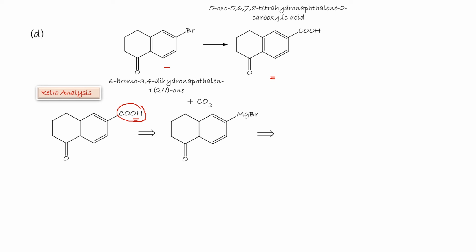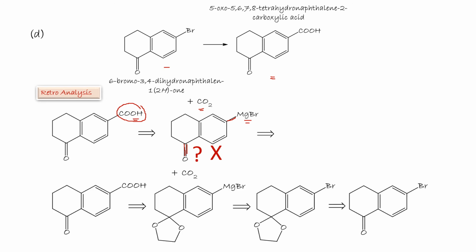So we can use Grignard with CO2. But we have here a carbon double bond O, and we have a Grignard. We can't do that, right? This is wrong, because the molecule will react with itself. So what we have to do first is protect this carbonyl in the form of an acetal.